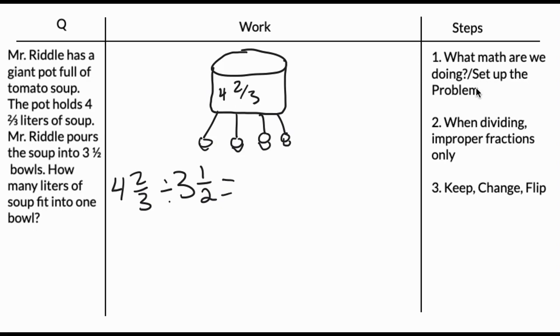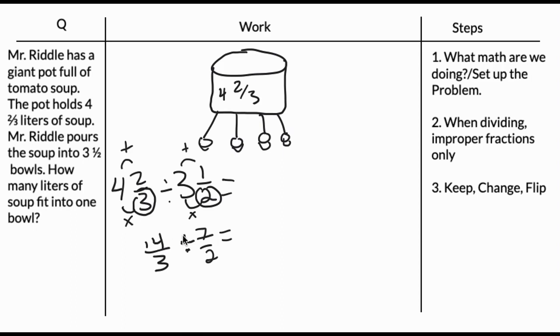So after we've set up the problem, we know that we're dividing now. Whenever we're dividing with fractions, we've got to make sure that we change it into an improper fraction. To change these into an improper fraction, we take our denominator, multiply it by our whole number, and then add it to our numerator. So 3 times 4 is 12, 12 plus 2 is 14, and we keep the same denominator. Same thing here.